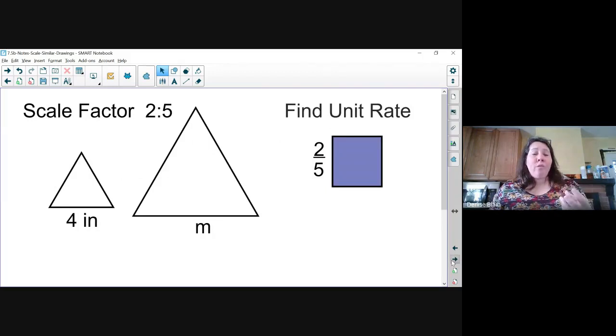So for the unit rate or equivalent unit proportion, you're going to take the 2 to 5 scale factor and write it as a fraction. When you write it as a fraction, I want to take my smaller number, my top number, and make that 1. So I have to divide my denominator by 2, and 2 goes into 5 2.5 times. So my equivalent unit rate, or scale factor ratio, is 1 to 2.5.